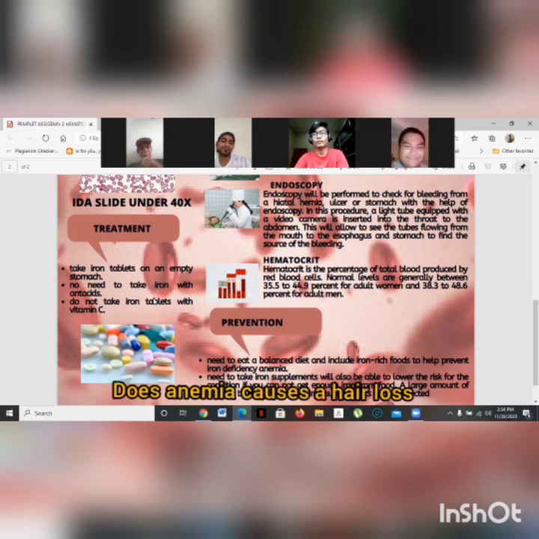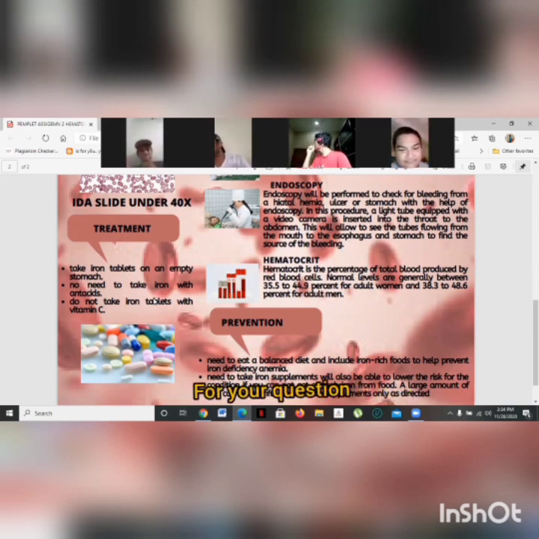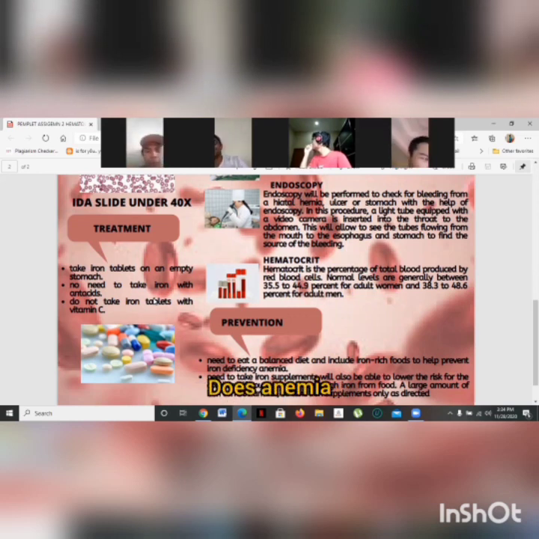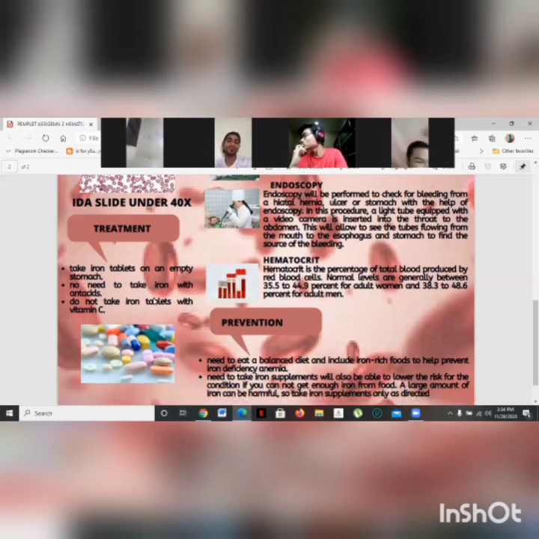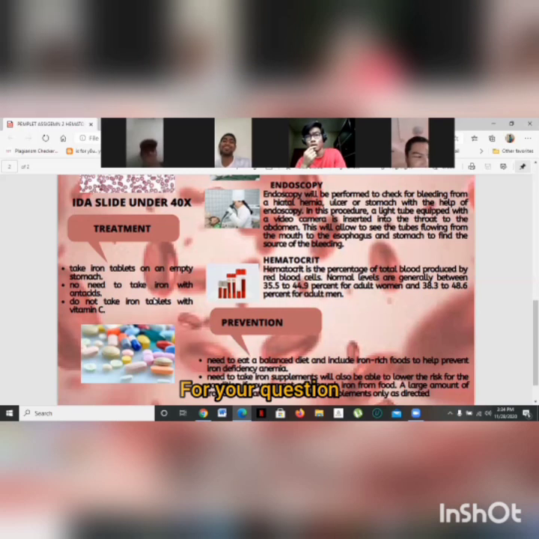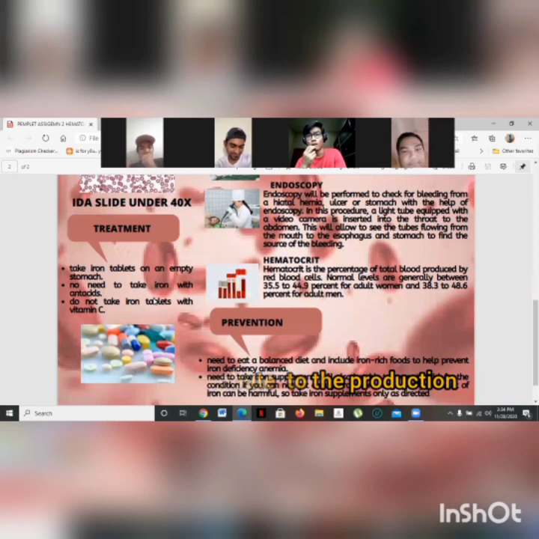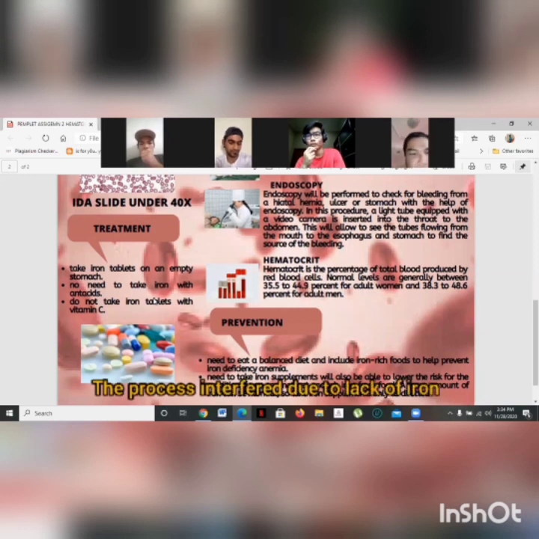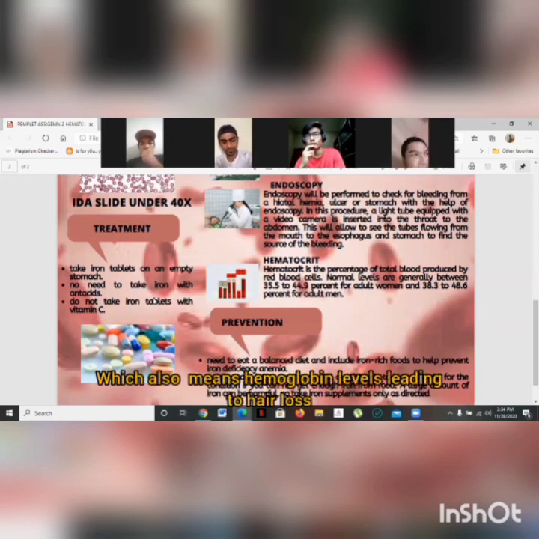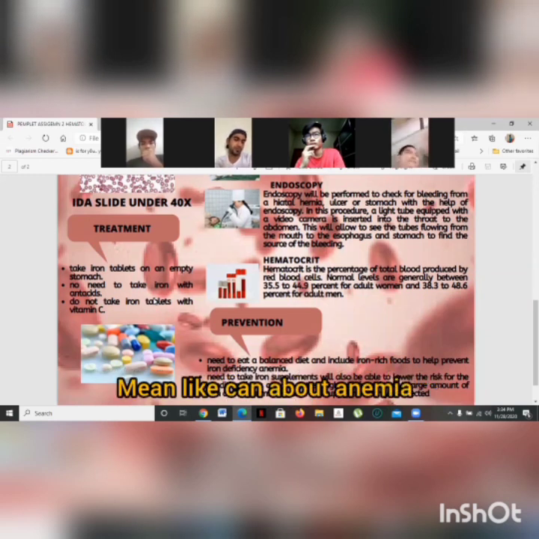Does anemia cause hair loss? Yes. For your answer, I will explain in detail. First, iron contributes to the production of hemoglobin in your body. Hemoglobin delivers nutrients and oxygen to your hair cells, which is vital for growth. The process is interfered with due to lack of iron, which also means a low hemoglobin level, leading to hair loss.